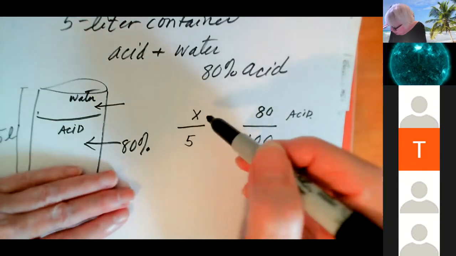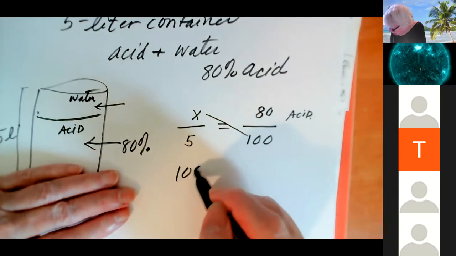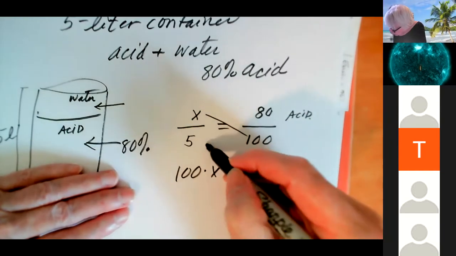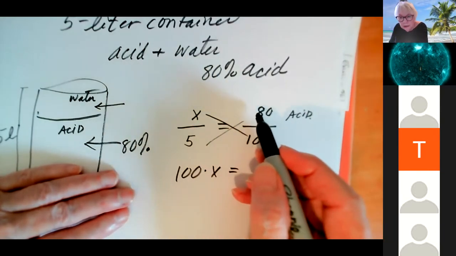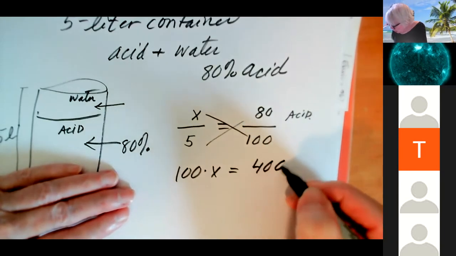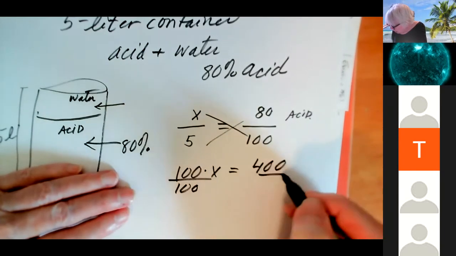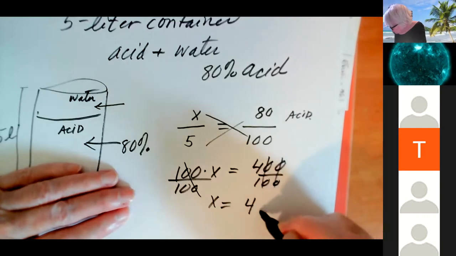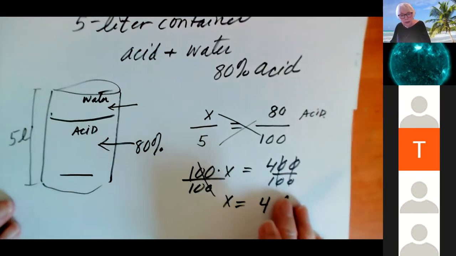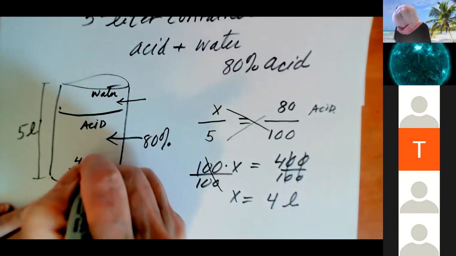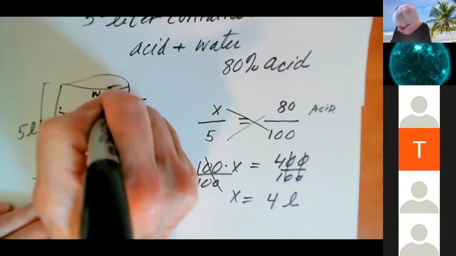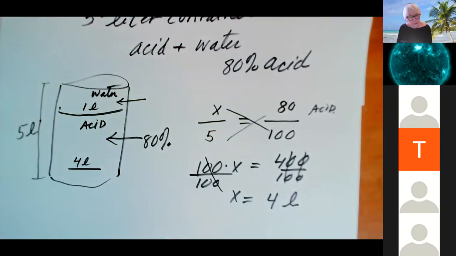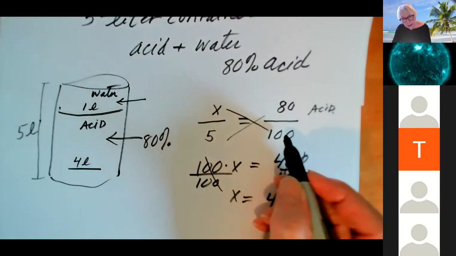This can be solved. So this is X times 100, which I would write as 100 times X equals 5 times 80. 5 times 8 is 40 with a 0. Divide like normal. Four liters. Does that seem right? This would be 4 liters. If somebody asked, this would be 1 liter. How's that? The 5 belonged on the bottom because it related to the total.